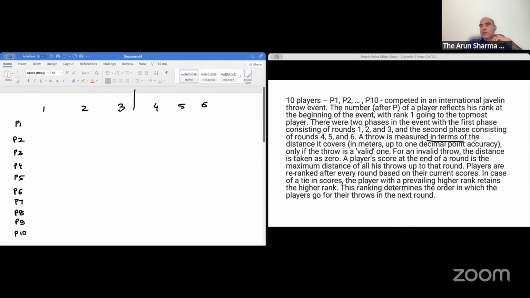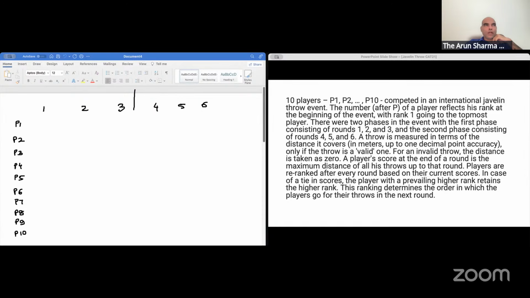So a throw is measured in terms of the distance it covers in meters up to 1 decimal point accuracy, only if the throw is a valid one. For an invalid throw, the distance is taken as 0. A player's score at the end of a round is the maximum distance of all his throws up to that round. Players are re-ranked after every round based on their current scores.